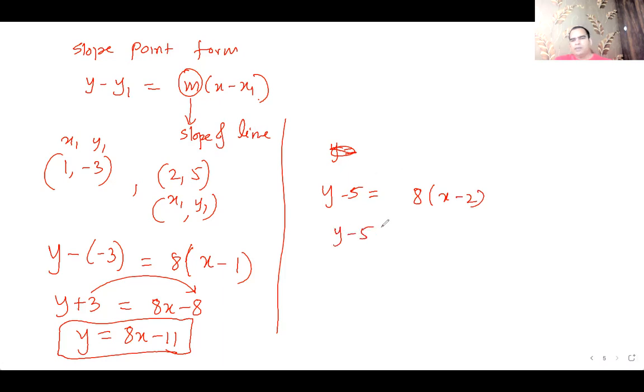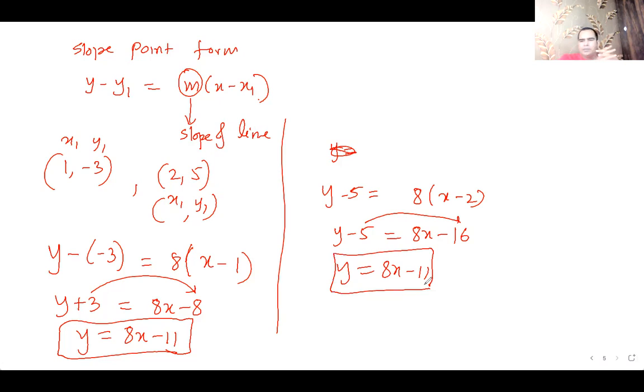So y minus 5 equals 8x minus 16. And if I bring 5 to the other side, it will become 8x minus 11. So again, the same thing. So this is how you find the equation of a line in slope-point form.